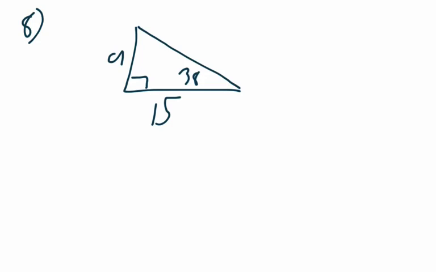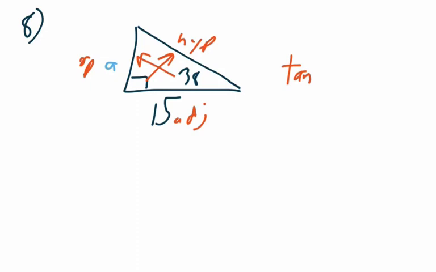Alright, in problem number 38, we're trying to find A here. So we need to figure out which side is which. This is the hypotenuse, this is the opposite, which means this is the adjacent. Which of my three trig functions uses opposite and adjacent? That would be tangent. So the tangent of 38 equals the opposite over the adjacent.